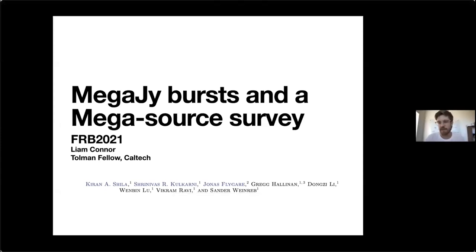About searching for FRBs on large field of view surveys. So I'm going to start by talking about G-Rex, searching for more mega Jansky bursts, like the one that we detected from SGR 1935 last year. And then I'll imagine what it might look like if we try to search a steradian field of view, like what G-Rex will have, but with approximately the sensitivity of GBT or even better.